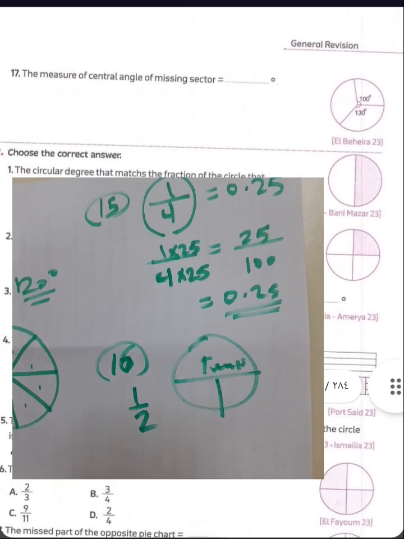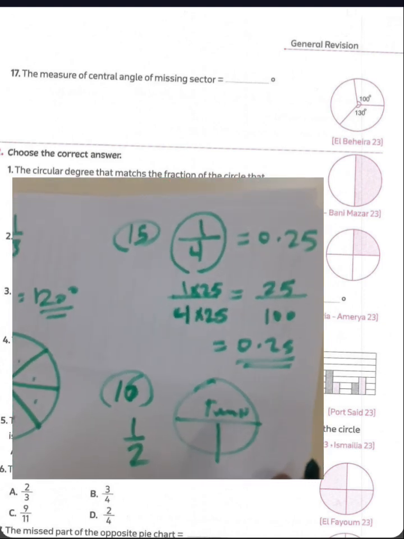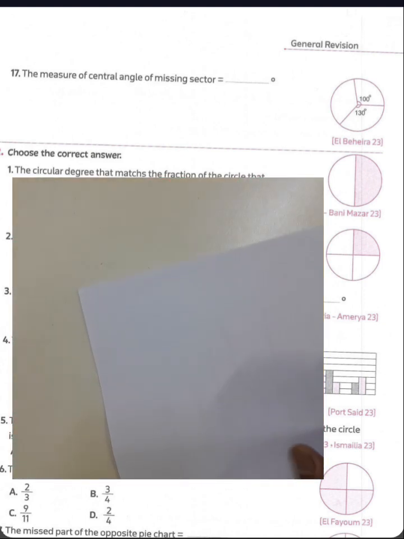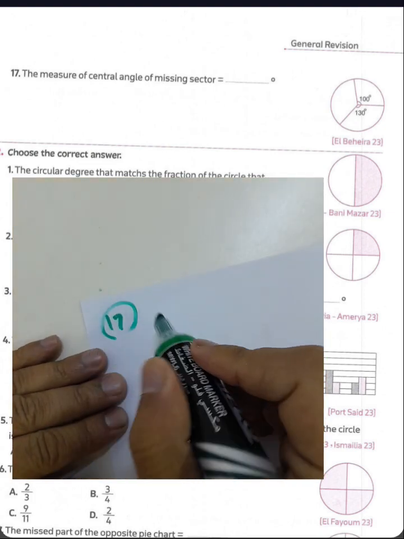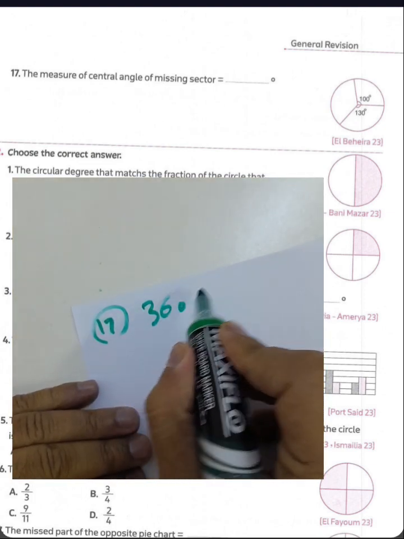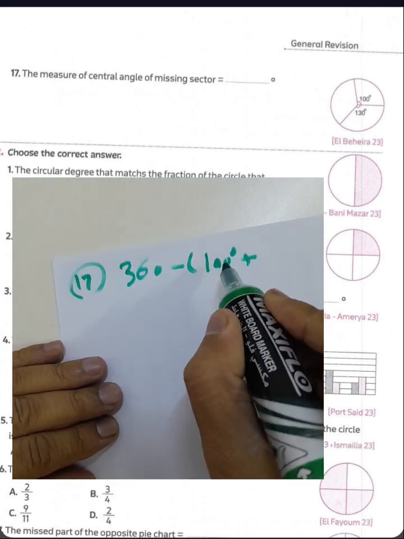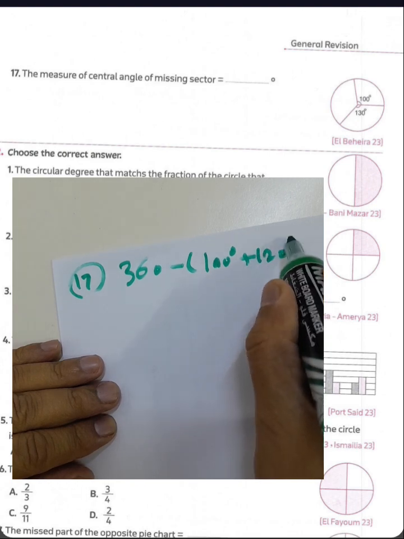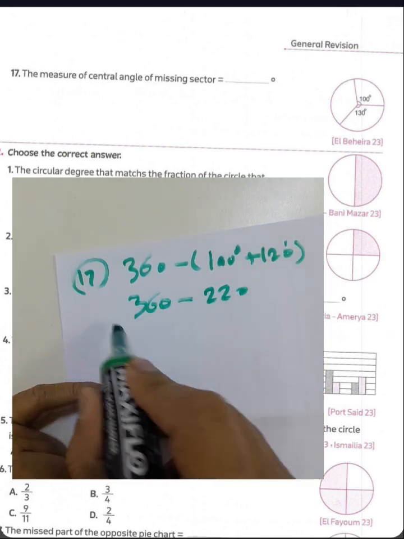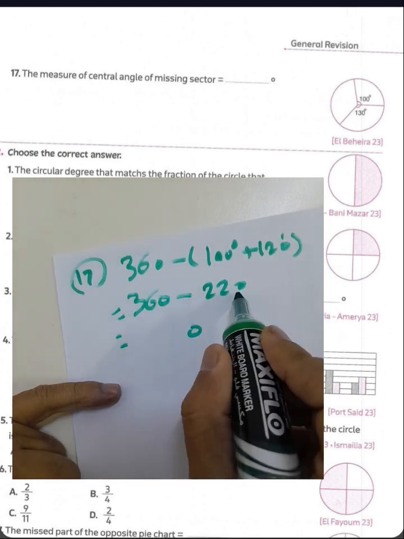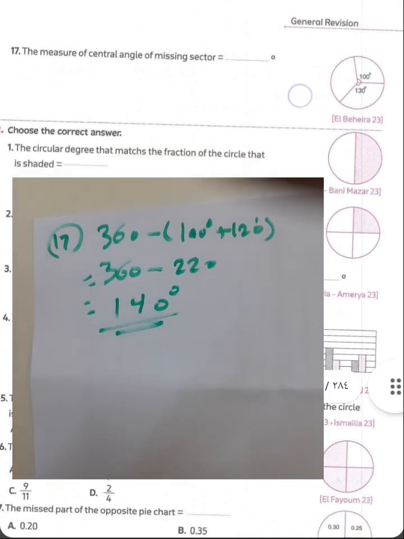Question 17, the measure of the central angle of a missing sector here. You can add them and subtract the result from 360. Question 17, you can write 360 subtract the measure of the first sector 100 degrees and the second sector 120. 360 subtract 220, write 0, and 6 minus 2 equals 4, 3 minus 2 equals 1. The result will be 140 degrees.